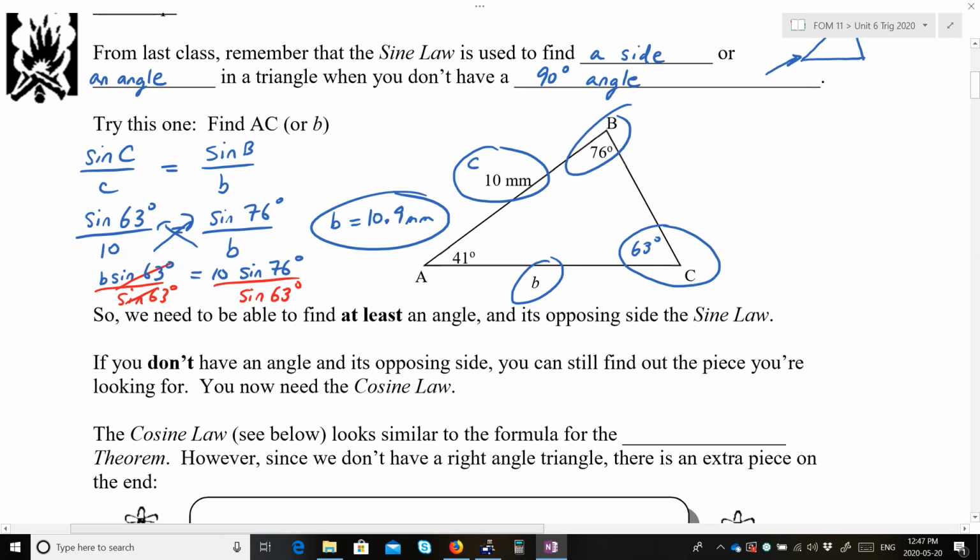So we need to be able to find at least an angle and its opposing side, and this should say to use the sine law. Okay, so we need an angle and its opposite side, and then you need like one other side or angle to be able to solve for something else. Okay? If you don't have an angle and its opposing side, you can still find out the piece you're looking for. You now need the cosine law.